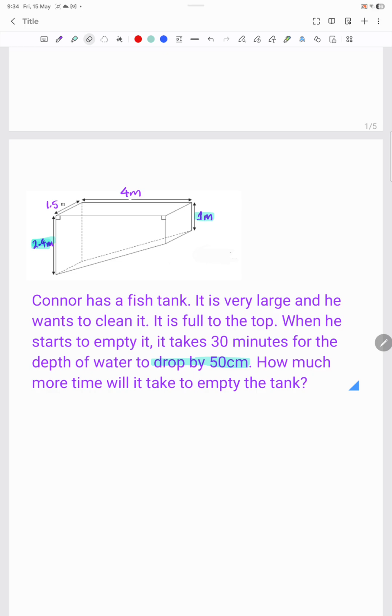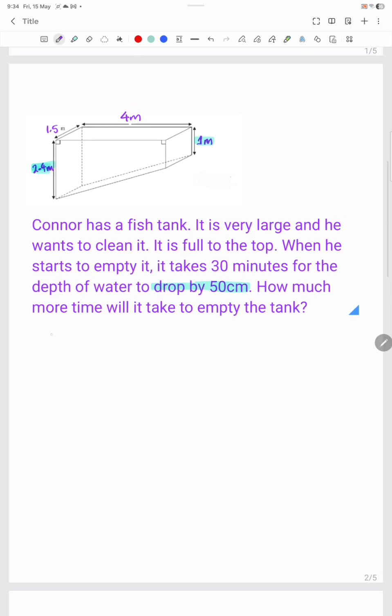So the first thing we have to do is to figure out the volume of the tank when it's full. And we're going to do that by remembering that a prism has volume that is the area times the depth. And the area that we want here is the area of this shape, because that's the shape that is the same at both ends.